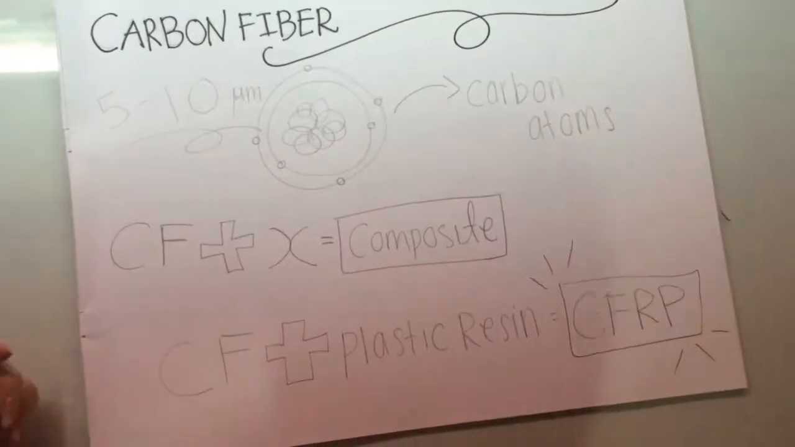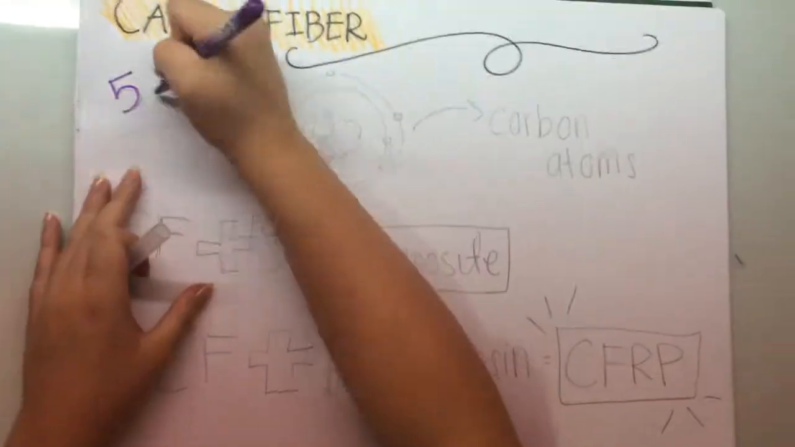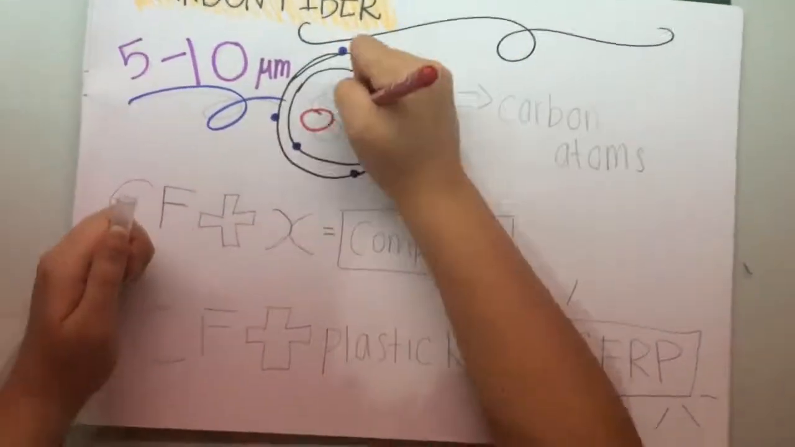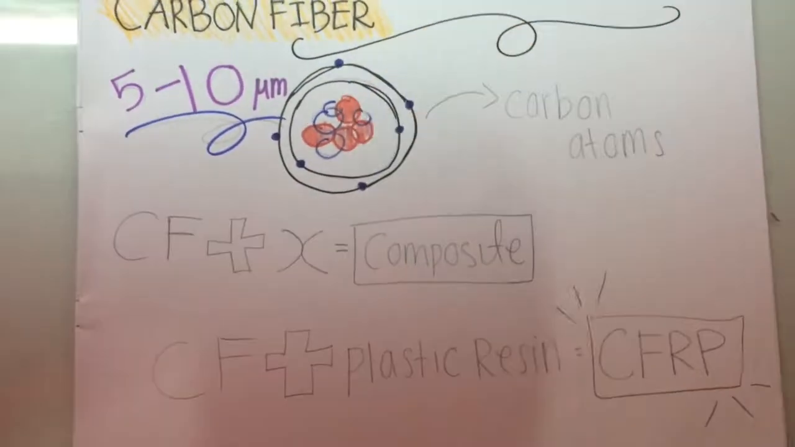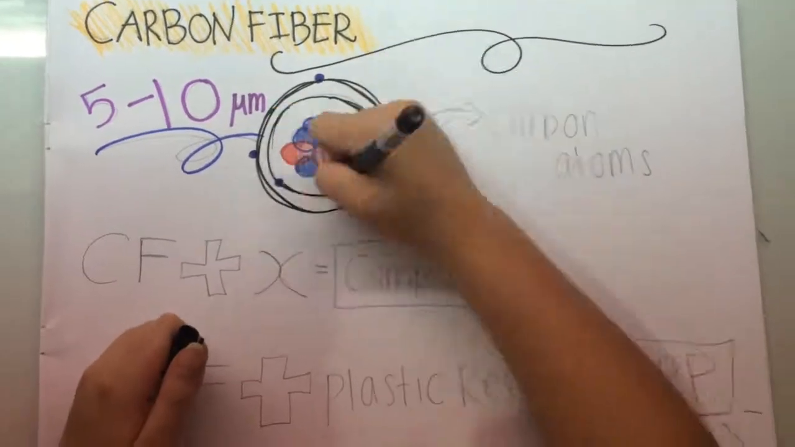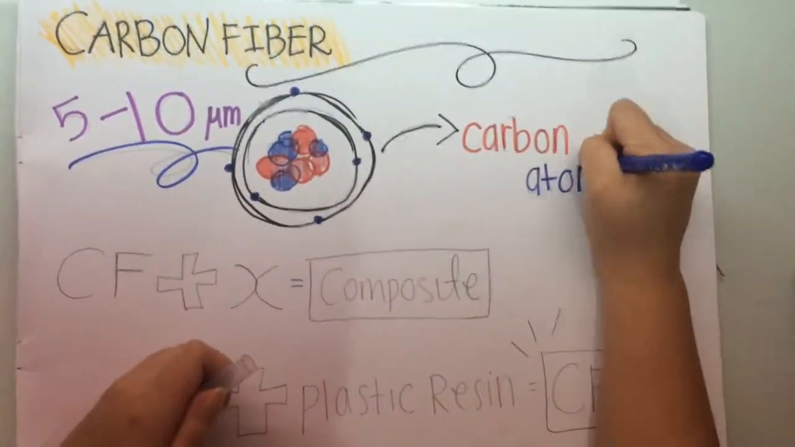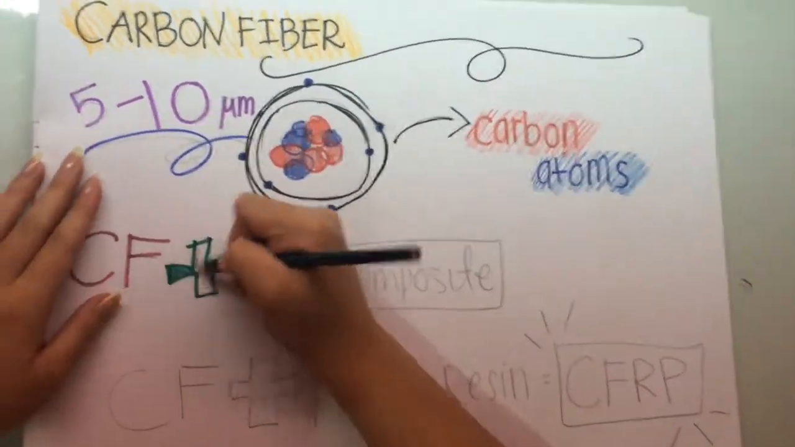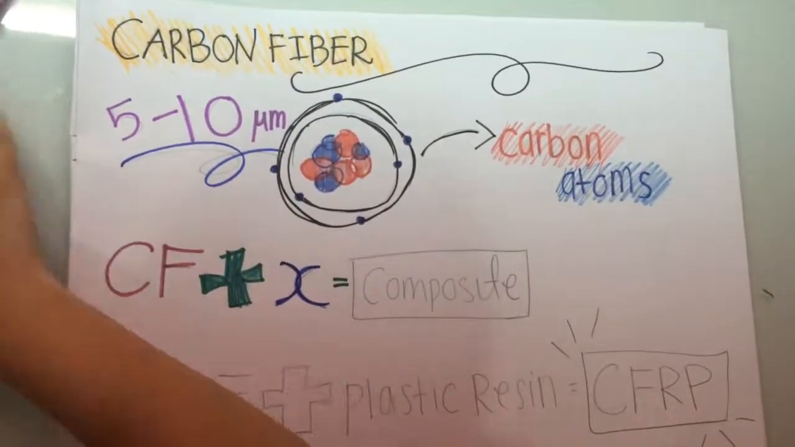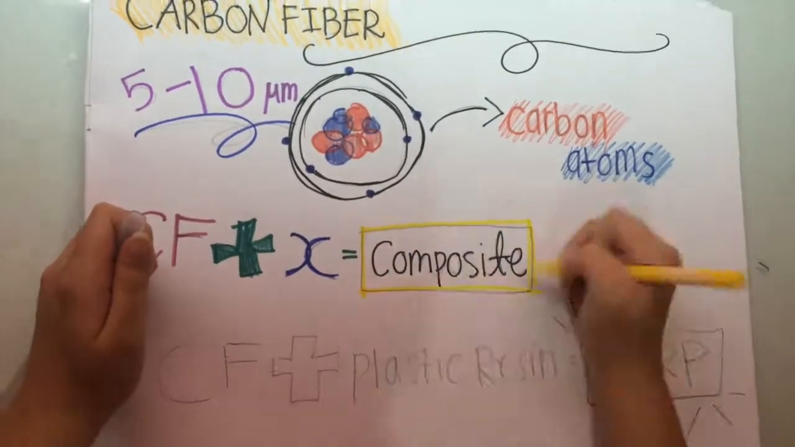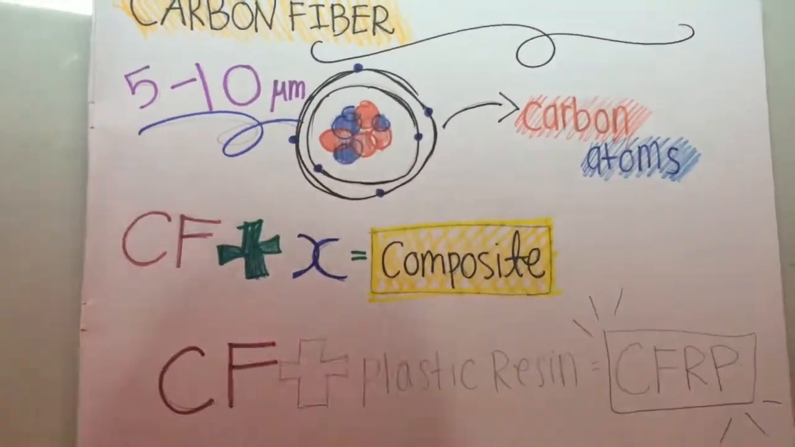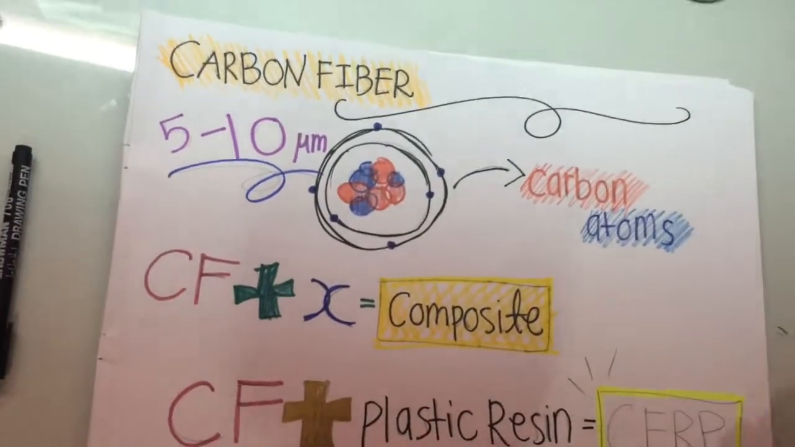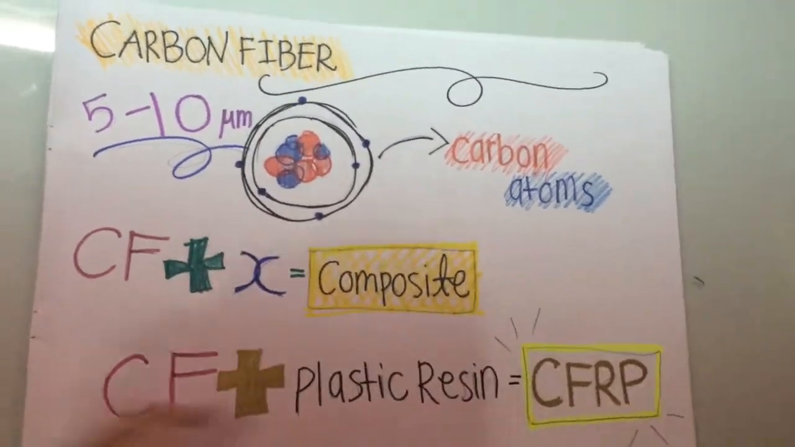Carbon fiber as a compound is a material consisting of fibers, about 5 to 10 micrometers in diameter, and is composed mostly of carbon atoms. Carbon fiber is normally combined with other materials to form a composite. An example of one is that CF combined with plastic resin equals CFRP, which is the advanced composite material of our discussion.